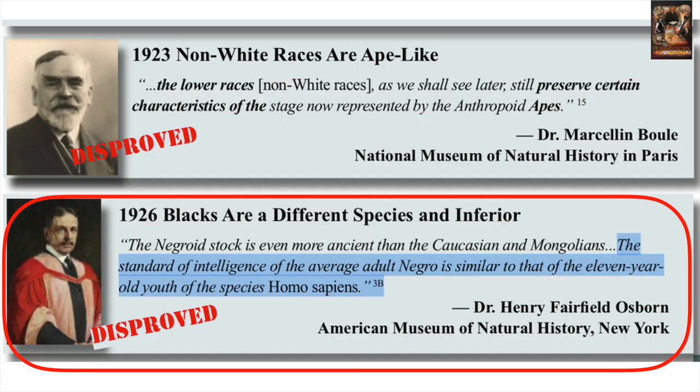And what does he believe? Well, he believed that the standard intelligence of the average adult Negro is similar to that of an 11-year-old youth of the species Homo sapien. So he doesn't believe black people are humans. And so he's an expert, and he said from this prestigious museum, we should trust the experts, right?